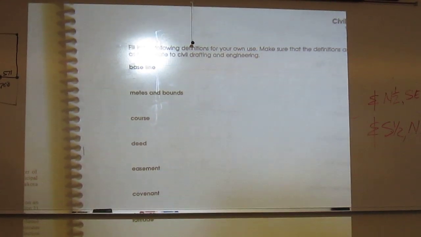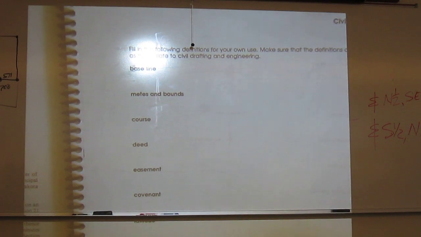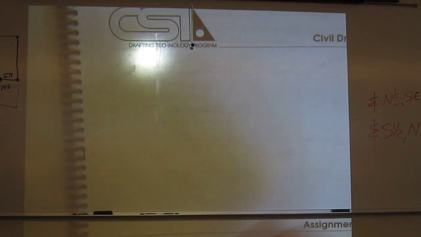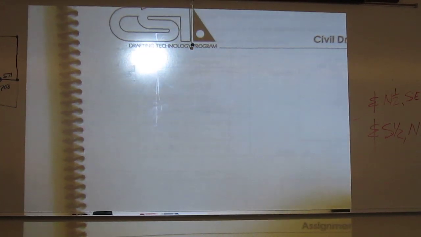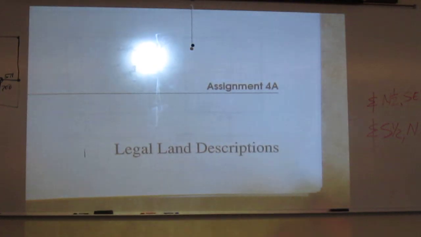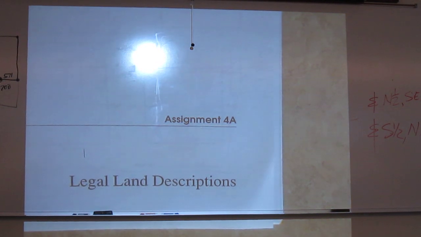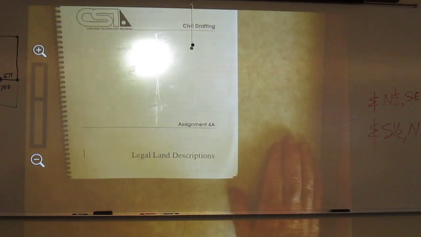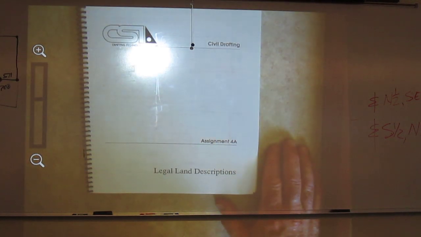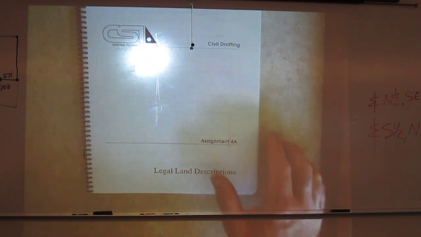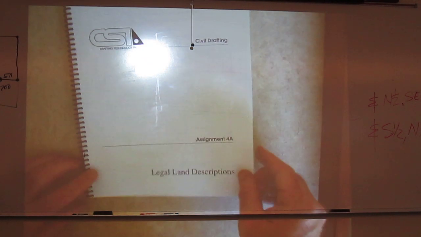So please be working on that. I think we covered almost everything that's in there over the course of architectural in here. After that, if you turn the pages, you're going to see legal land descriptions, assignment 4A. I know this section method of breaking sections down, for most of you, it's the first time you've heard that. So we're going to do a little practice on it. So assignment 4A.